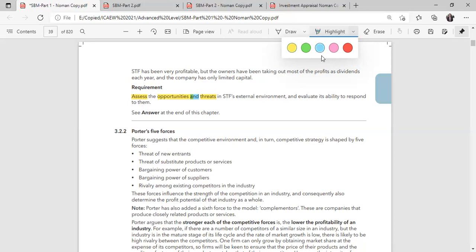Assess the opportunities and threats in STF's external environment. And again, we have the word "and". We have to evaluate its ability to respond to them. So in the requirement, we have 3 areas. First of all, we have to discuss the opportunities. Secondly, we have to discuss the threats. And we have to also evaluate, to judge, STF's ability to respond to them, how you can respond to different points. So this is our requirement for interactive question number 1.